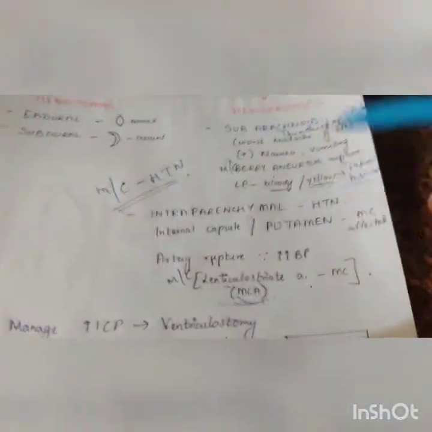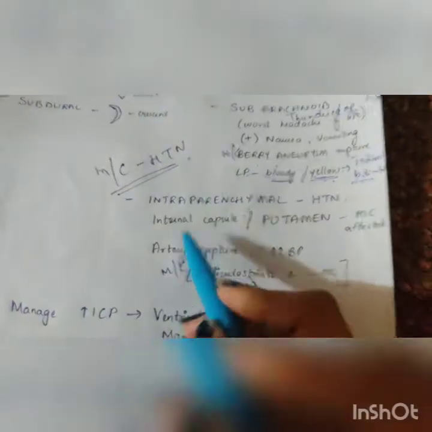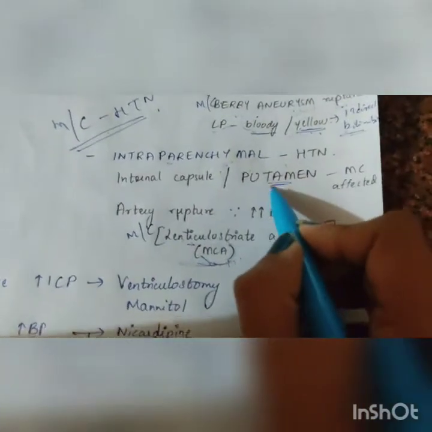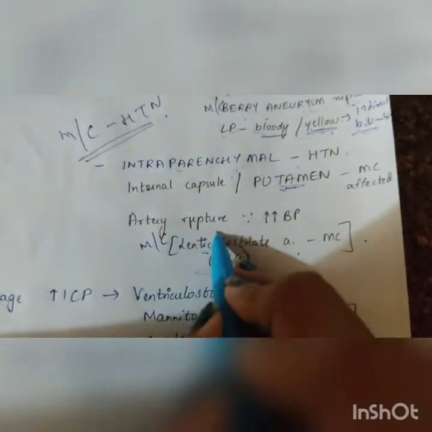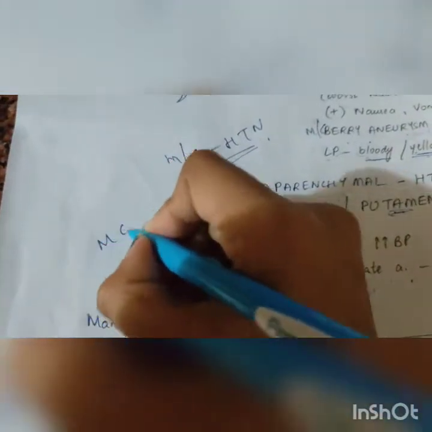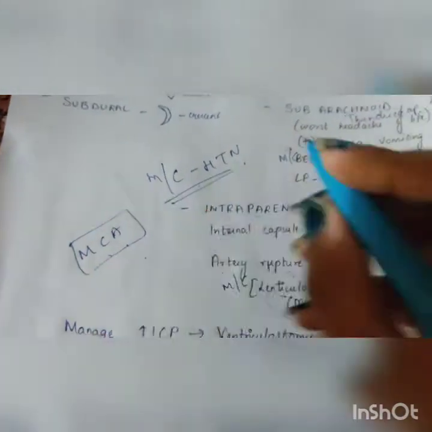So now this is like a summary. In intraparenchymal hemorrhage, the most commonly affected location is the putamen, and the most commonly ruptured artery is called the lenticulostriate artery, which is a branch of the MCA, the middle cerebral artery. So basically, MCA is the most common stroke site in a patient with hypertension.